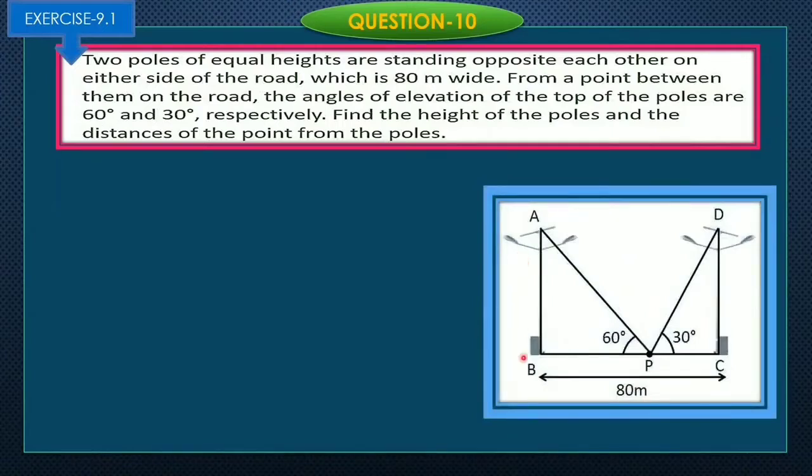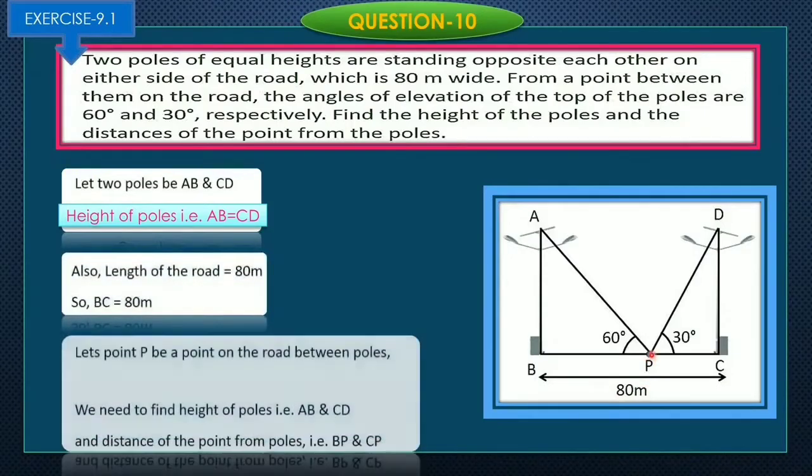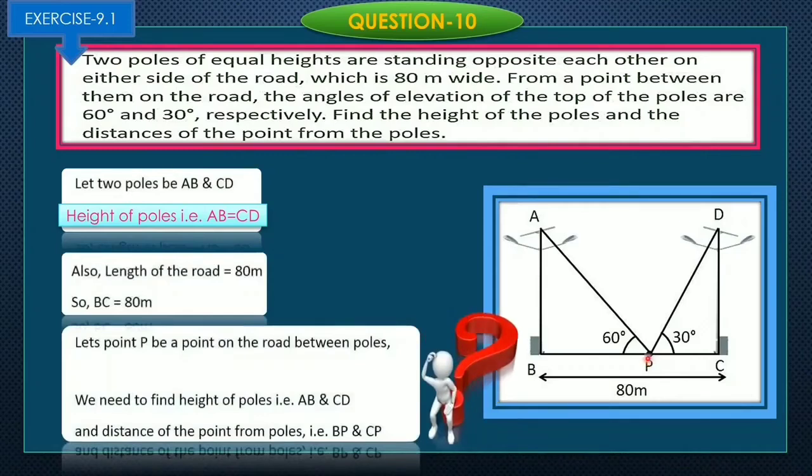Here you can see AB and CD are two poles. And here you can observe as the height of these poles are equal, so we can take AB is equal to CD. Now there is a point on the road. So you can observe this BC is considered as a road which is 80 meter wide and point P is on the road. And here we can see the angle of elevation from that point to the top of the poles as 60 degree and 30 degree respectively. So in this case, we need to find the height of the poles, that is AB and DC, and the distance of the point from the poles, that is BP and PC. So let's see now how we will do this.